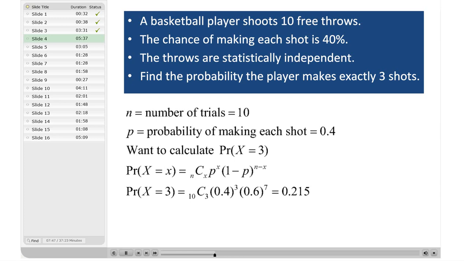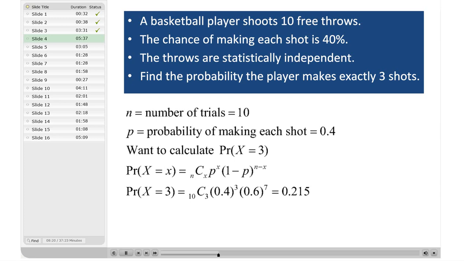Well, luckily we have this really nice formula on the next line. It says the probability that capital X is equal to little x is n choose x. Now, the way that we pronounce that is we say n choose x. And I'm not going to talk about how to calculate that on this slide. I'll do that on the next slide. So let's see. This equation says the probability that capital X is equal to little x is n choose x, p to the x, 1 minus p to the n minus x.